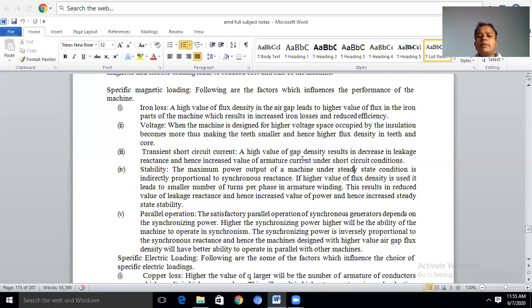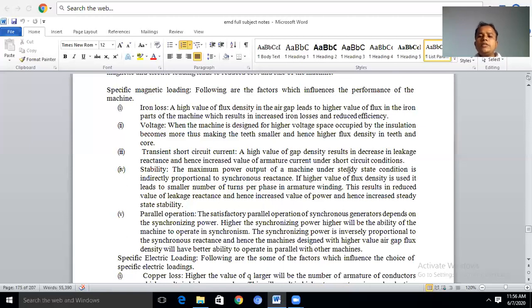A high value of gap density results in a decrease in the leakage reactance. Because a high value of gap density means the flux density is more, so the flux linkage will be more, and the leakage flux is less. If leakage flux is less, then leakage reactance is also less, and hence the armature current increases. So if leakage reactance decreases, the value of armature current will increase. Again, the short circuit current will increase.